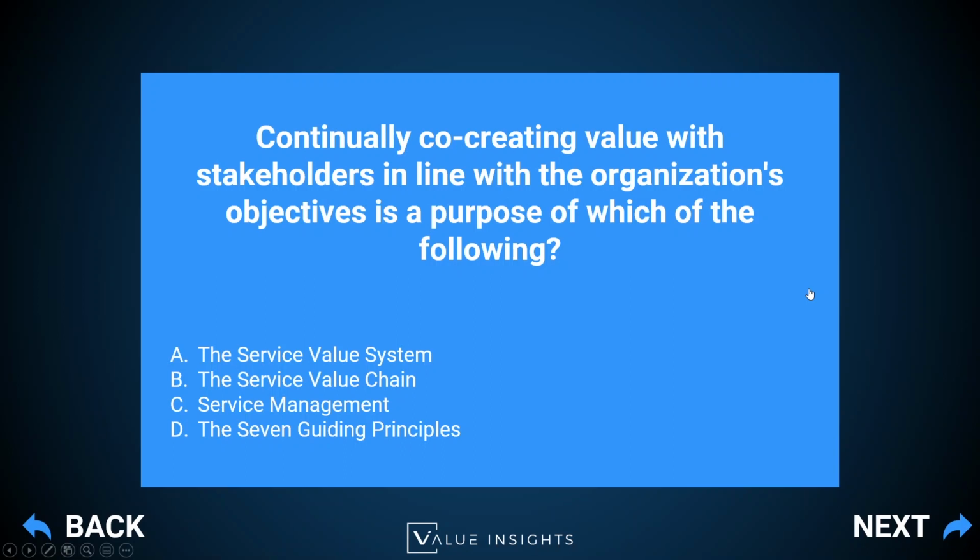C says service management, which are the specific organizational capabilities that we have as a service provider organization that we will utilize to continually co-create value with our stakeholders. And D says the 7 guiding principles, which are actually guidances, right? They are a mindset, a way of how we could achieve continual co-creation of value with our customers. But the main purpose of co-creating value is within the service value system.